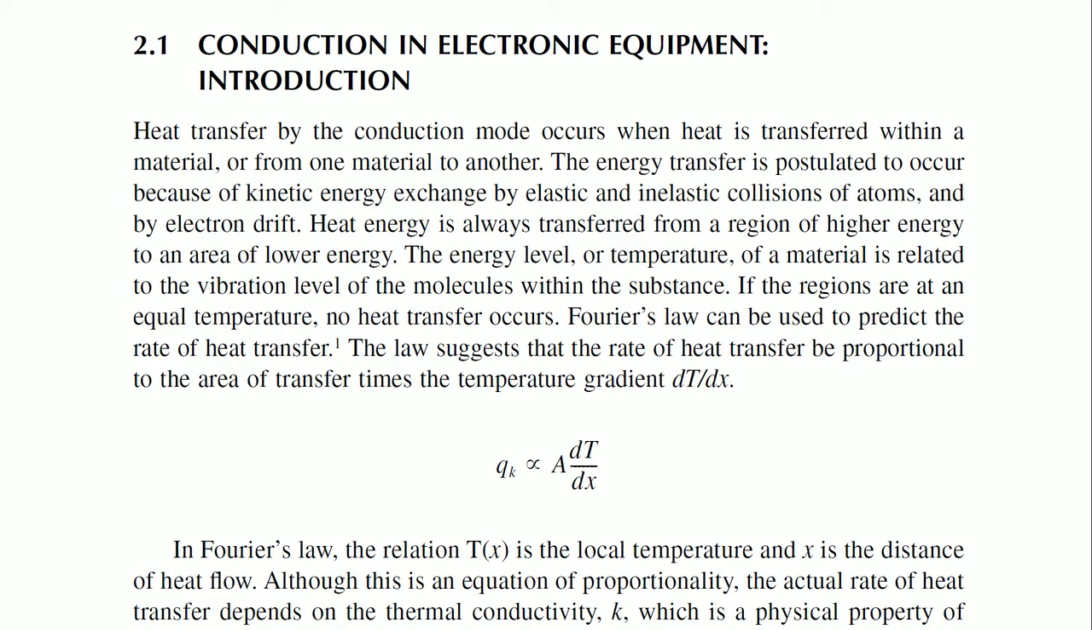So, you see here, I will just point out, because there is no mouse in this case, if the regions are at equal temperature, no heat transfer occurs. Fourier's law can be used to predict the rate of heat transfer. The law suggests that the rate of heat transfer is proportional to the area of transfer times the temperature gradient. Seen this, no? This is what I was telling you. One is area here and the other is temperature gradient.